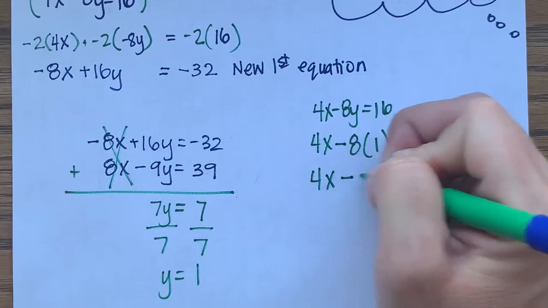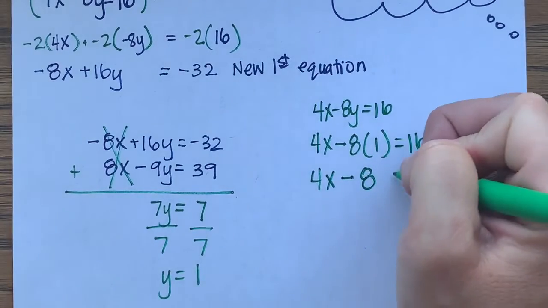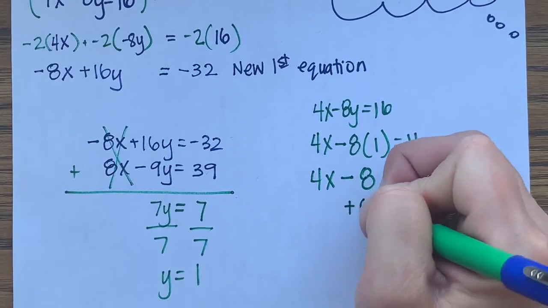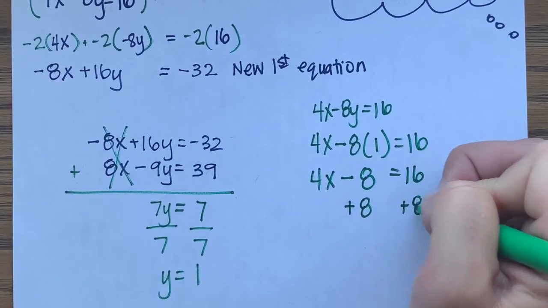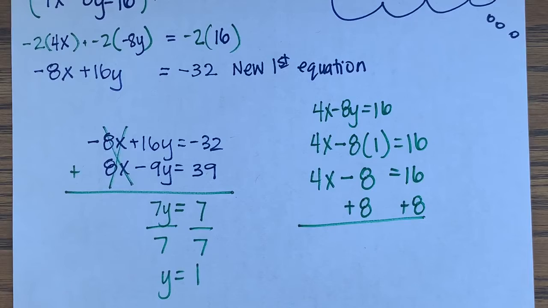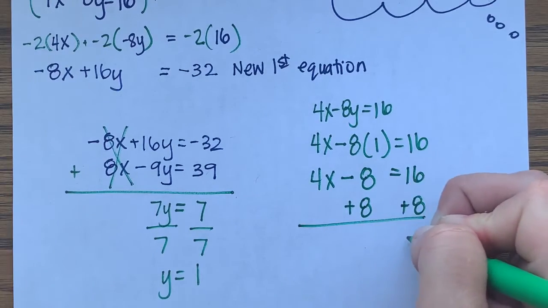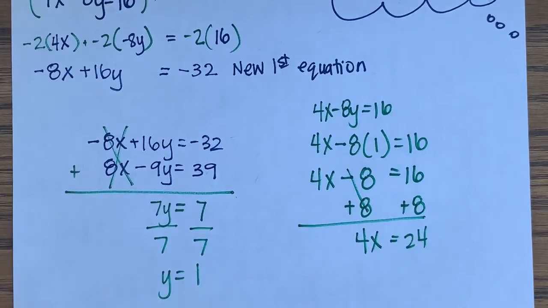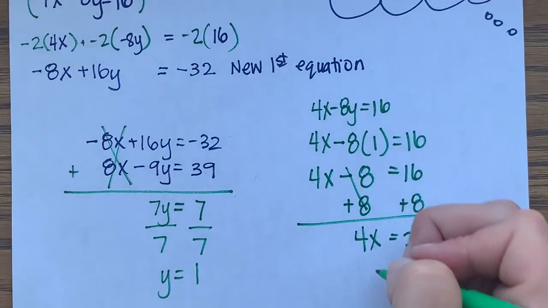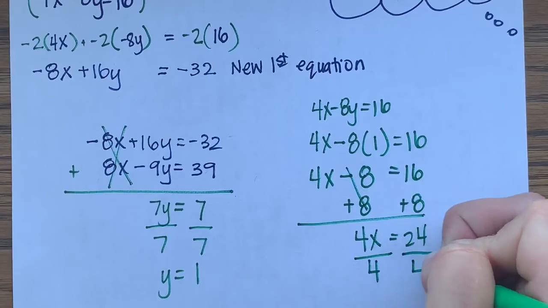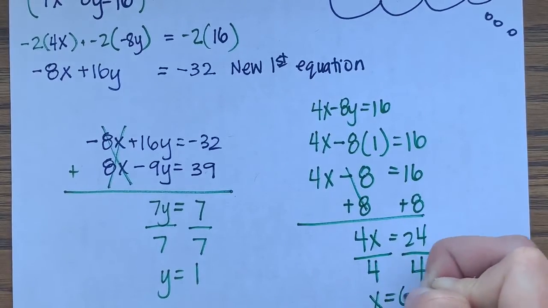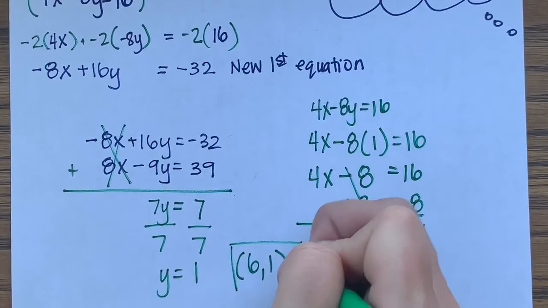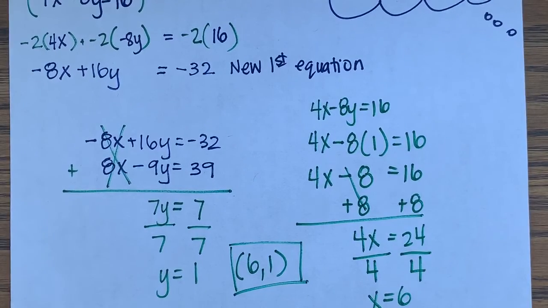So I have 4x minus 8 times 1, which is 8 equals 16. I need to get my x alone, so I add 8 to both sides. 16 plus 8 is 24. So I have 4x equals 24. I need my x alone, so I divide both sides by 4 and x equals 6. So the coordinates of my answer are 6, 1.